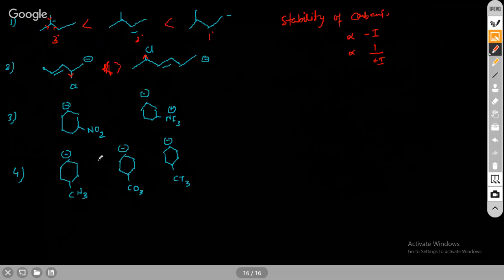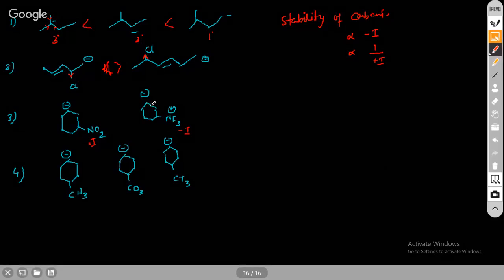Now you see NO2 and NF3 both have minus I nature. But since we have oxygen here and fluorine here, which one will have more minus I? Fluorine, right? So minus I of NF3 is more than minus I of NO2, and one positive charge also we have here. This will withdraw more electrons. So obviously the stability of the second is more than that of the first, right?